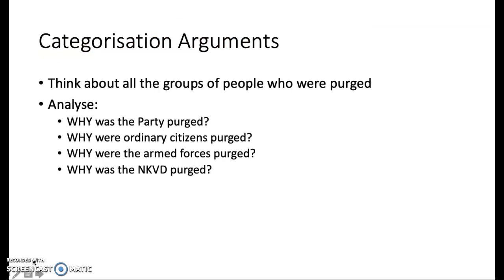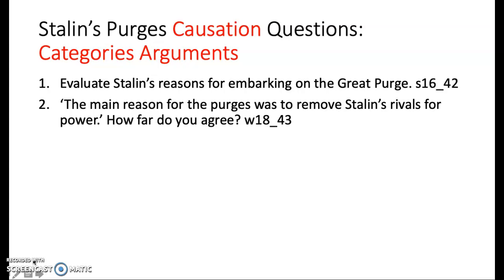And finally, think about the categorization arguments. Think about the groups of people who were purged. So the party, the citizens, the armed forces, the NKVD, you might organize it slightly differently. But in each case, why was each group of people purged? And were there different reasons for each group? Why was the party purged first? And why did it spread? Might be a question that you ask yourself. So Stalin's reasons for embarking on the Great Purge, you might say, well, he purged the party for these reasons, he purged the people for a different set of reasons, he purged the armed forces for a third set of reasons, and that might be your essay structure there.